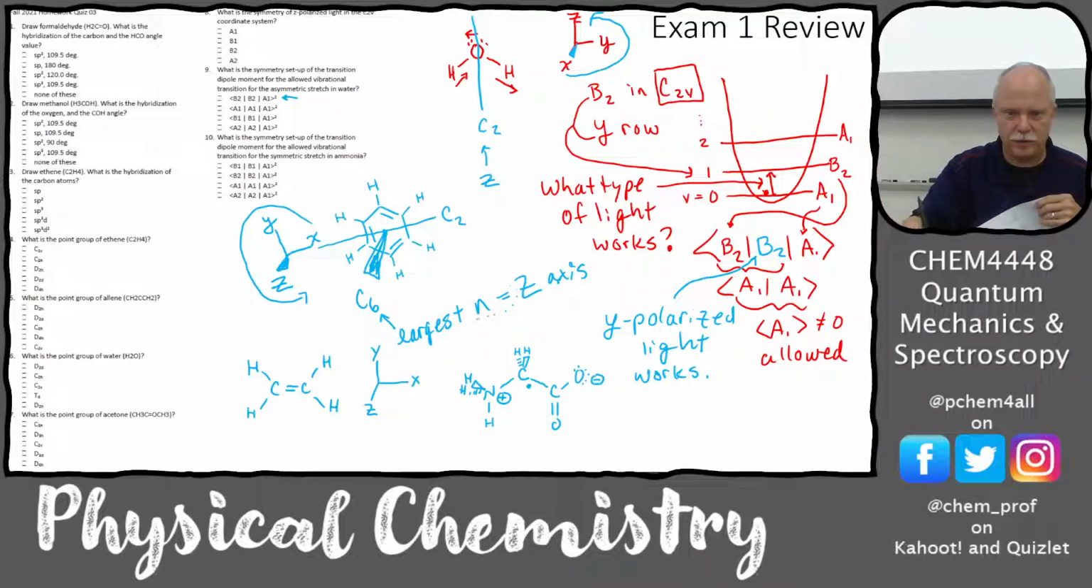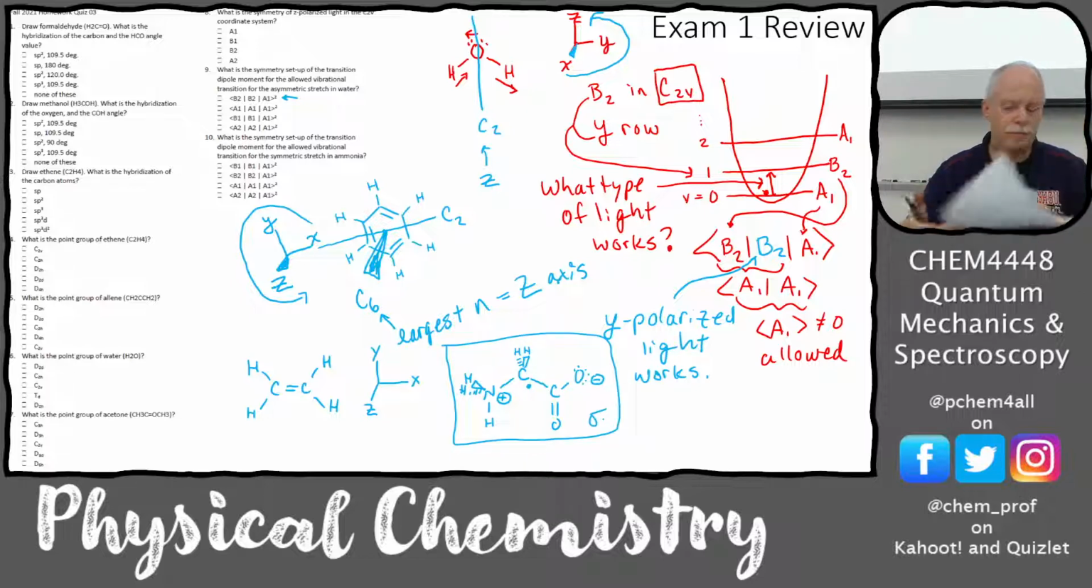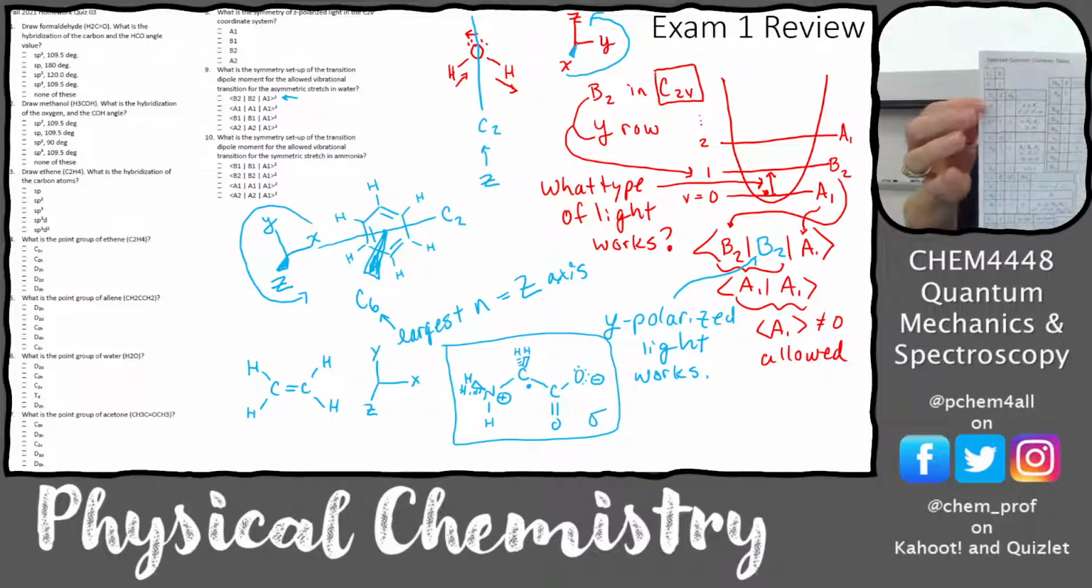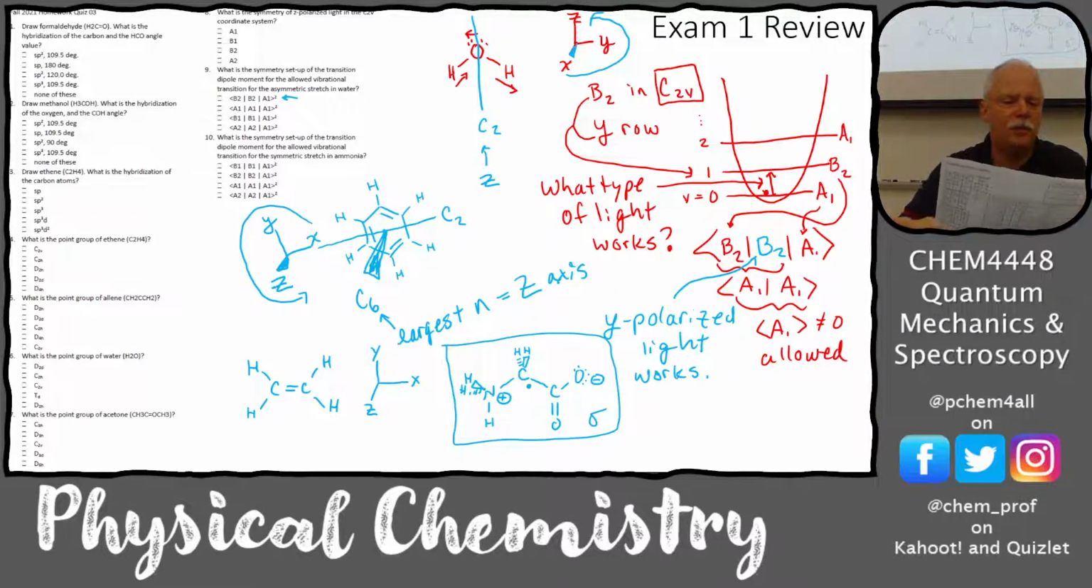So let's see, where's my pen? So this is the reflection plane. And so then let's look at the Cs character table and see if we can figure out where the Z axis is. So Cs, that's right there. It's up here at the top. So this is the Cs character table up here at the top. It's only got two rows. It's got A prime and A double prime.